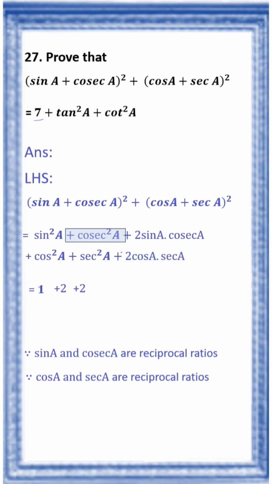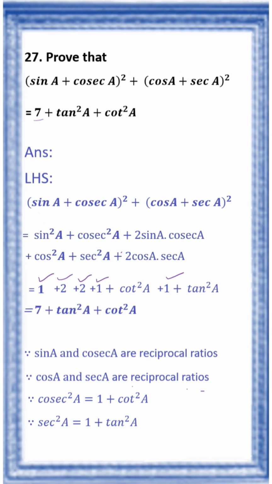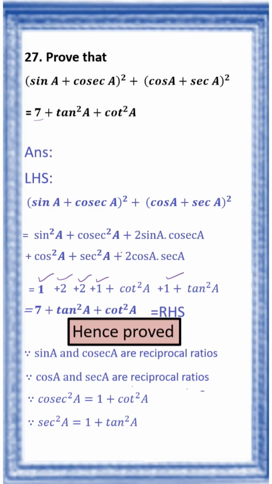Now let us convert cosecant square A. What is it? 1 plus cot square A, and secant square A is 1 plus tan square A. Now 1 plus 2, what is it? 3 plus 2, 5, 6, 7. So 7 plus tan square A plus cot square A, which is equal to RHS. Hence proved.